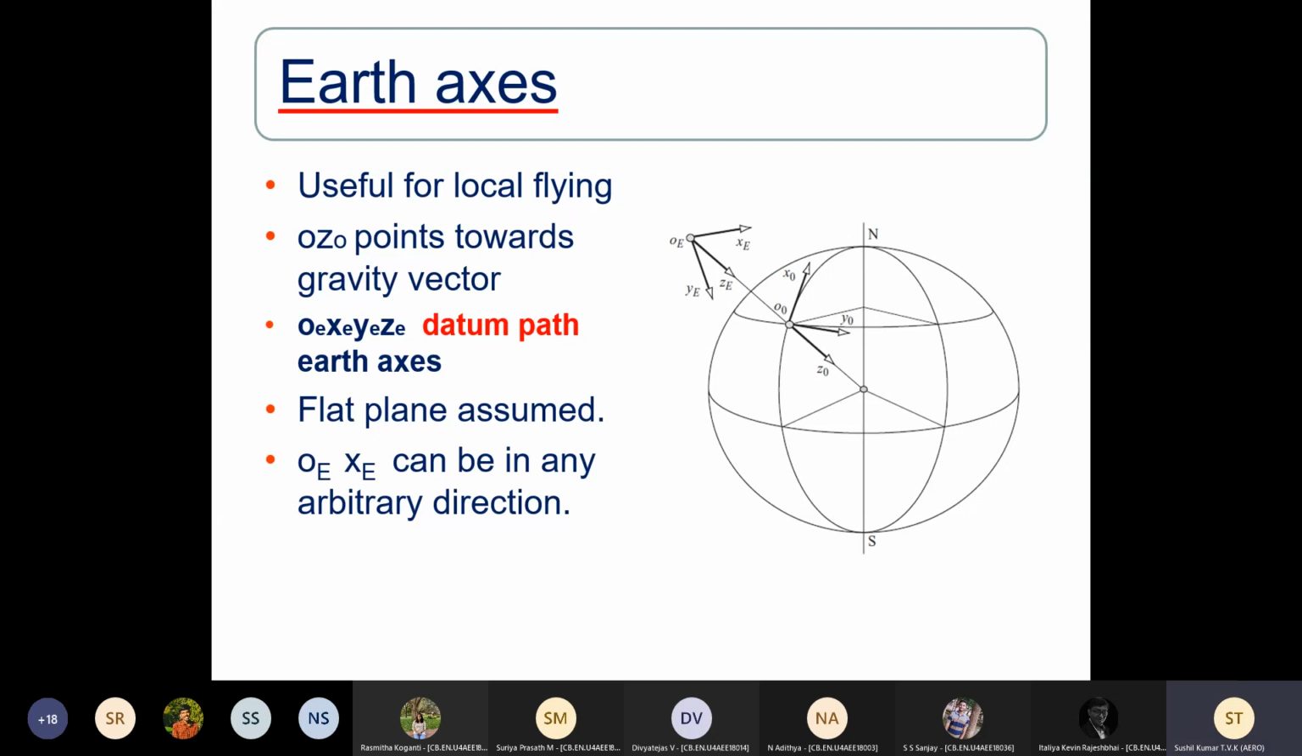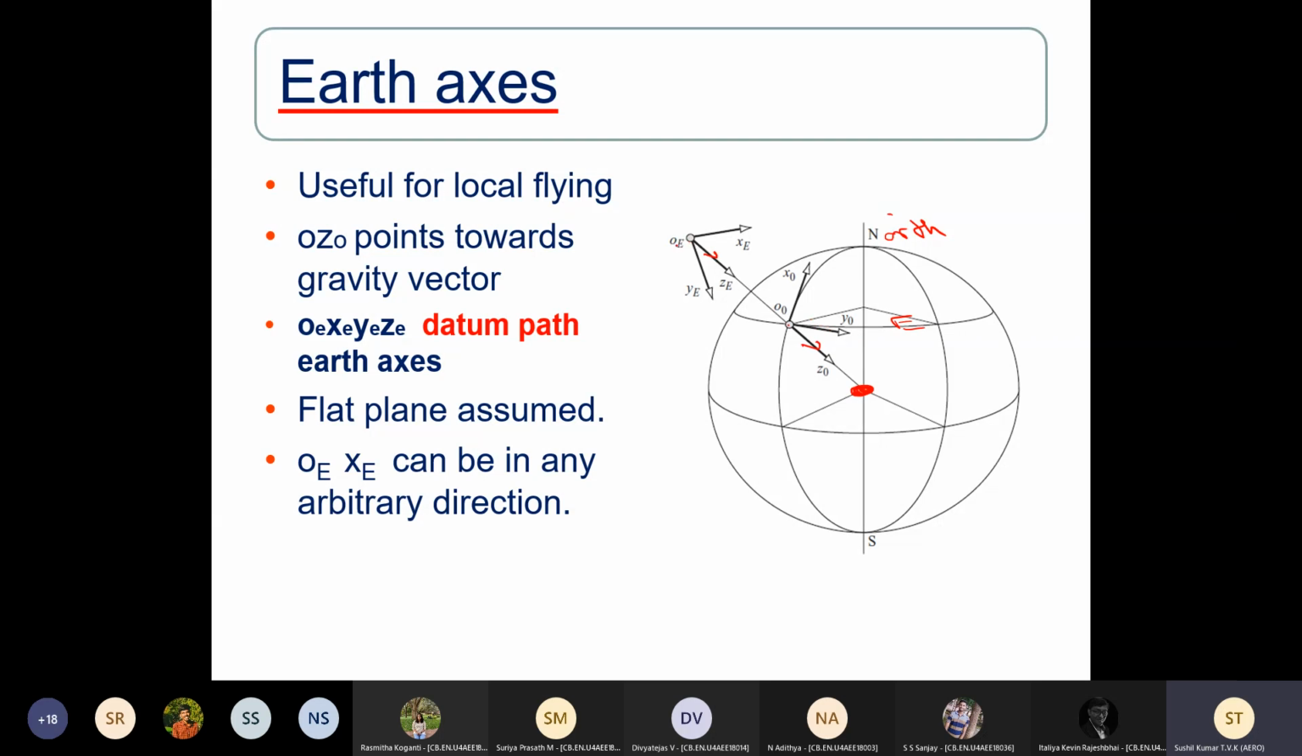First is Earth axis. So you initially start as if you are on the surface of the Earth, X pointing towards the north and Y pointing towards the east, and Z pointing towards the center of the Earth. Definitely we are not moving on the surface. The aircraft is going to fly above the surface. Only thing is this ZE and Z0 is still pointing in the same direction.